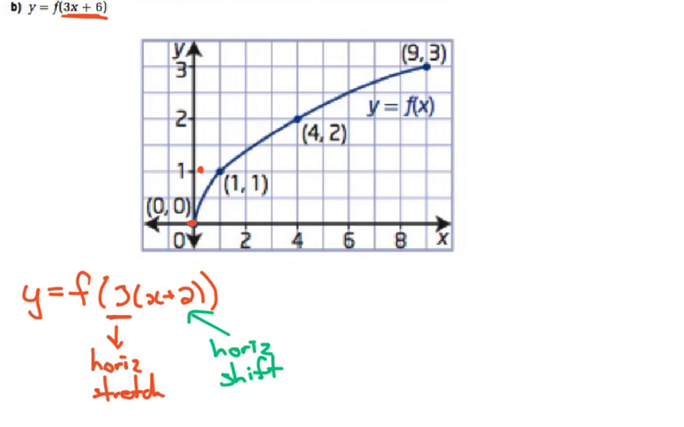Next point at (4, 2), 4 divided by 3 puts it at 1 1/3, 1.3, puts it right about here. And our last point at (9, 3), 9 divided by 3 moves it to a horizontal position of 3. And we'll graph it out.